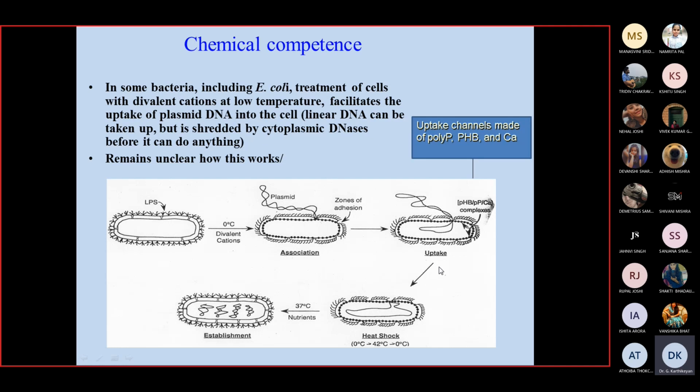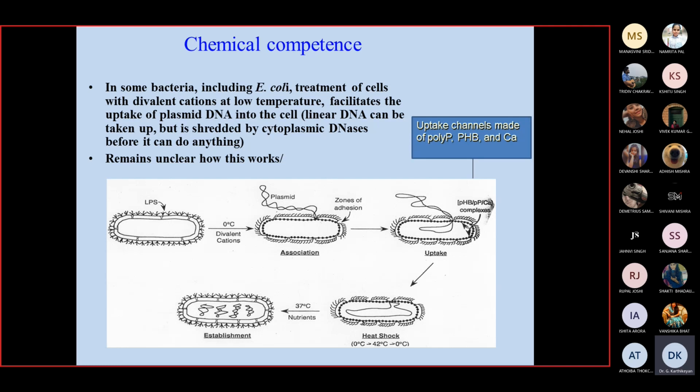Once they have bound, the moment you give them a heat shock, right? Until all these things are at 0 degrees centigrade, you suddenly shock them at 42 degrees centigrade. So going from 0 to 42 is a heat shock. This entire process gets completed, that means the DNA gets internalized. Here, as you can see, part of it is internalized and part of it is still on the external surface.